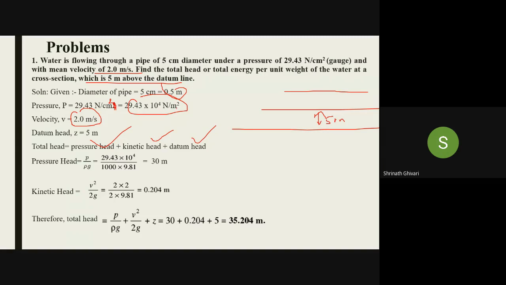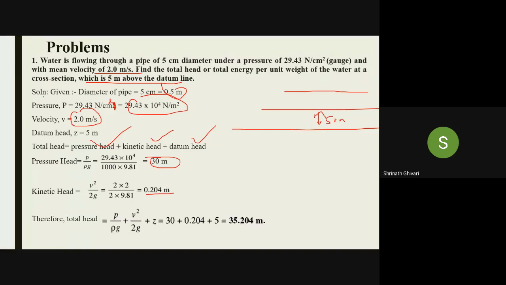29.43 into 10 raised to 4 Newton per meter square divided by 1000 into 9.81, that is rho into g. Okay, that is 30 meter. Fine. So next is kinetic head, v square by 2g. What is v square? Velocity. 2 into 2, that is 4, divided by 2 into 9.81, that is 0.204.